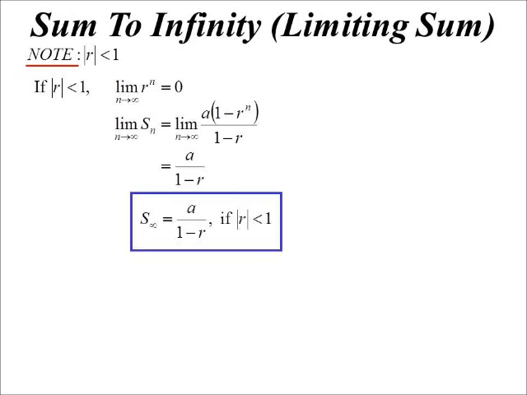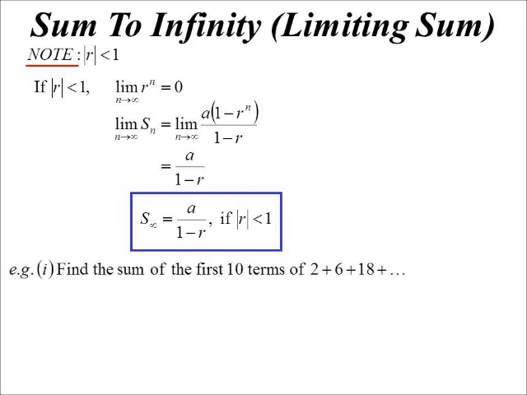So alright, there's another formula that we sometimes use. The sum to infinity for a geometric series, a over 1 minus r, but it only works if the magnitude of the ratio is smaller than 1. So let's have a look at some examples. So 2, 6, 18, etc. Let's just do an example of using our formula.